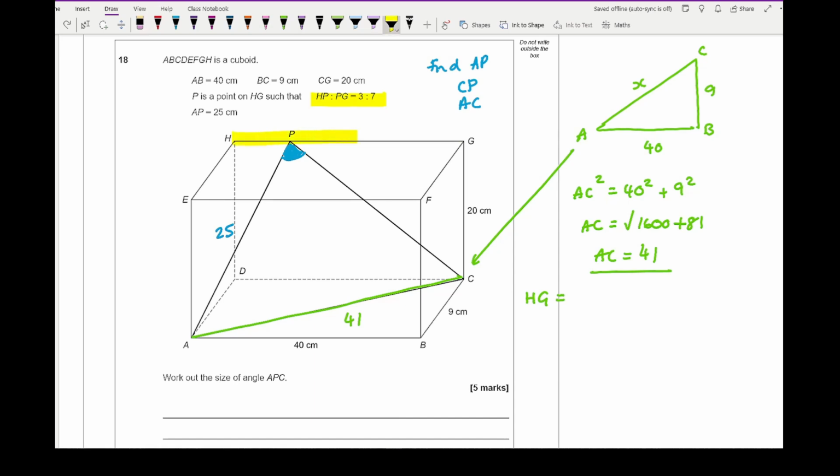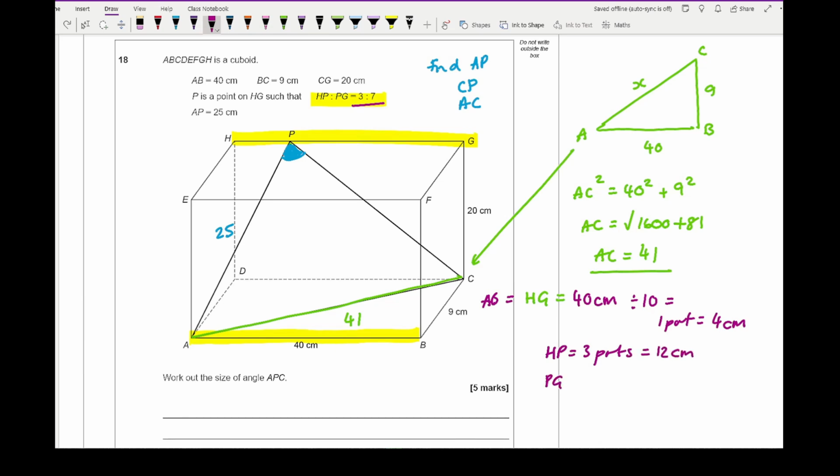So H to G is this length here, and that length we do know because it is the same as AB. So AB equals HG, which is equal to 40 centimeters. Now using this ratio, I've got 10 parts. So 40 centimeters divided by 10 equals 1 part, which equals 4 centimeters. That means H to P, which is 3 parts, is going to equal 12 centimeters, and P to G is 7 parts, which is equal to 28 centimeters.